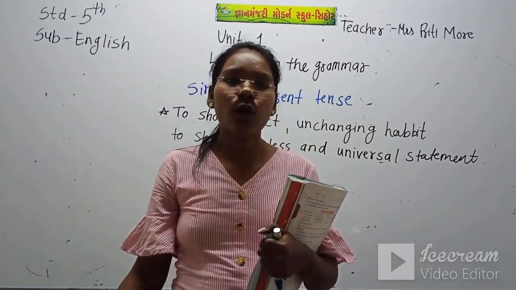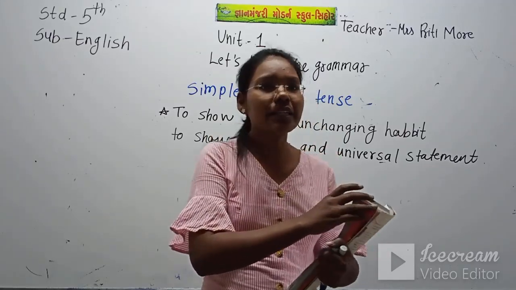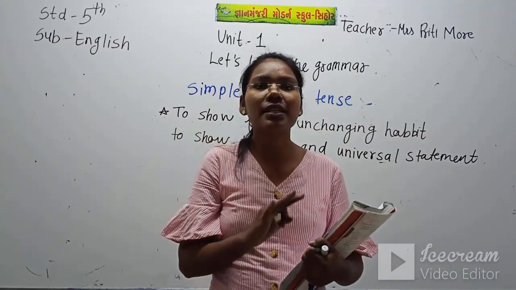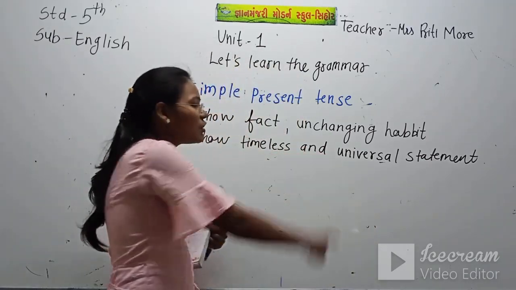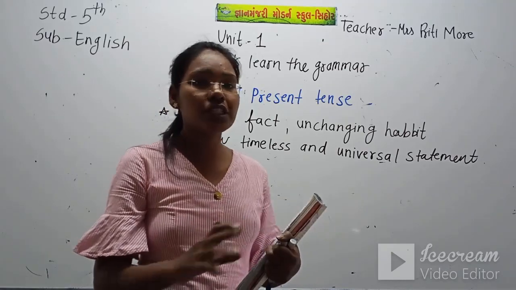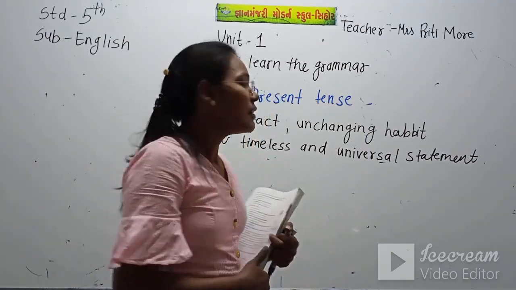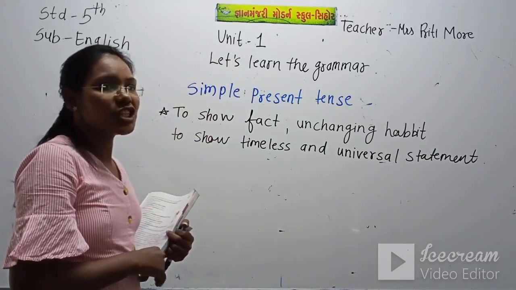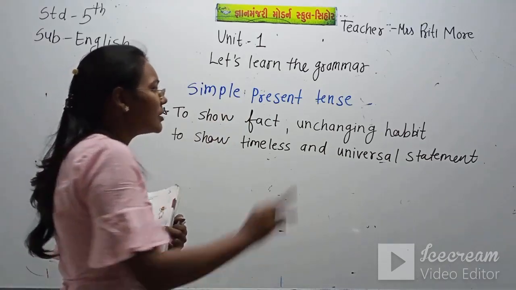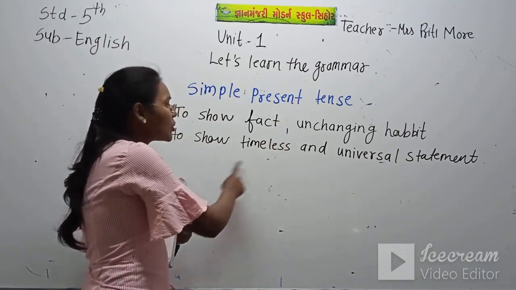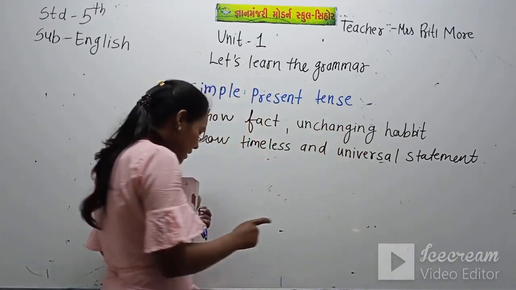We know the sun always rises from the east, and it sets in the west. This is the unchanging statement. This is the universal truth which we cannot change. The sun rises from the east and sets in the west. So this is the unchanging and universal truth. To show the fact, the unchanging habit, and the timeless and universal truth, we use simple present tense.